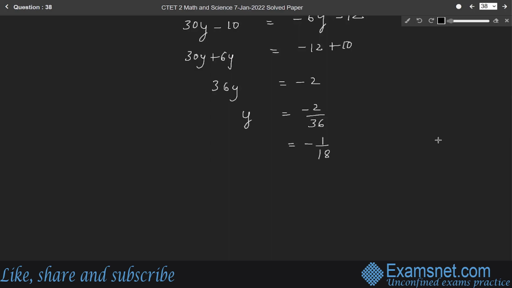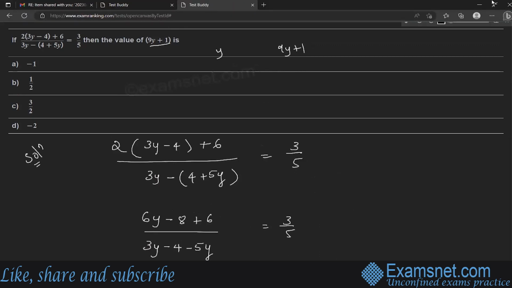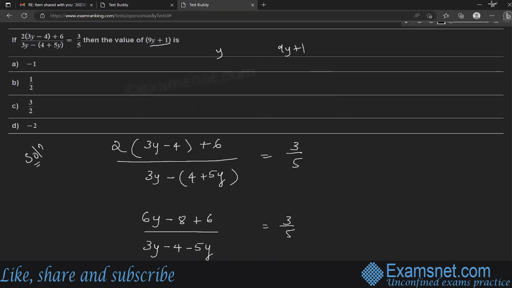Right? Therefore, we have to find the value of 9y plus 1. Therefore, 9y plus 1 is 9 into minus 1 by 18 plus 1, which is, so minus 1 by 2 plus 1, which is equal to half, 1 by 2. Therefore, the correct answer is option B.